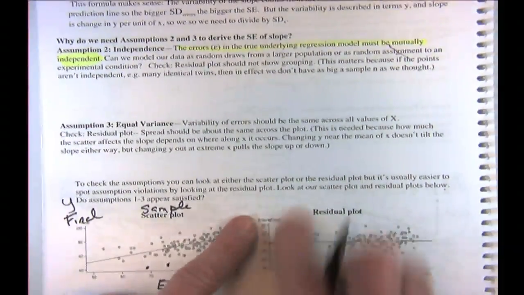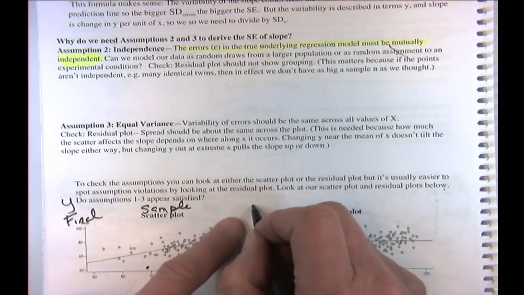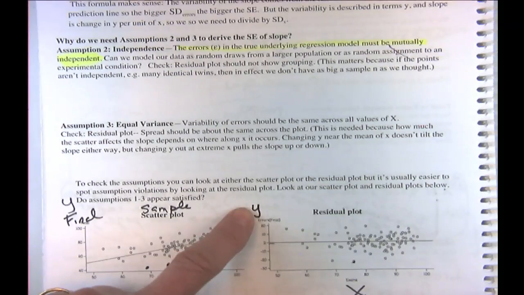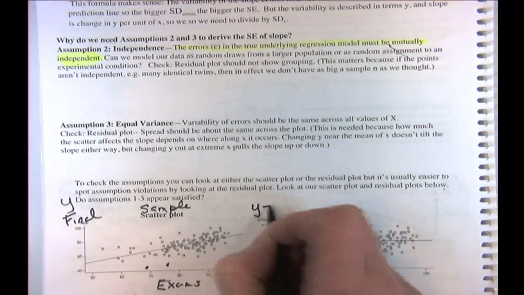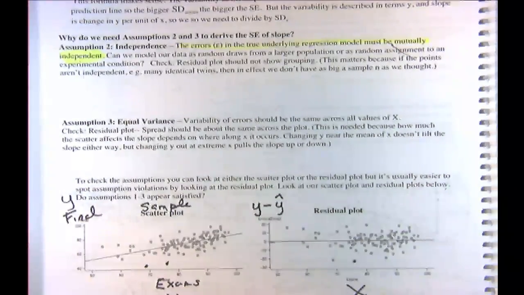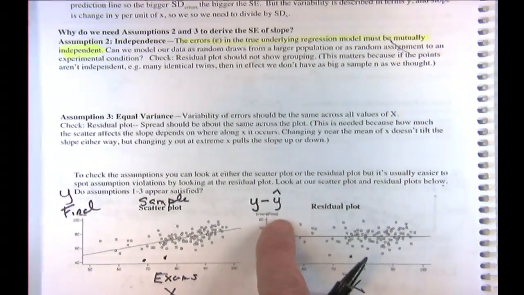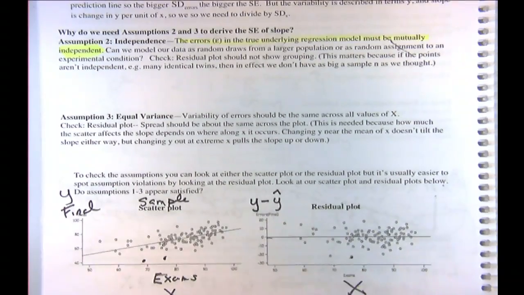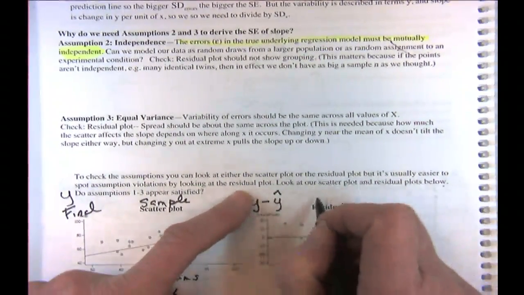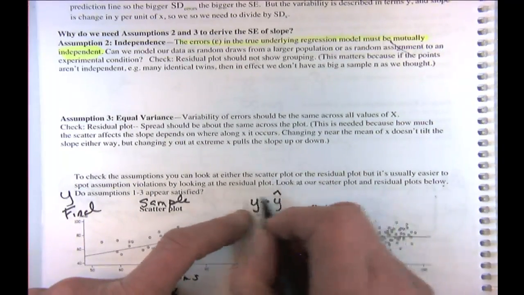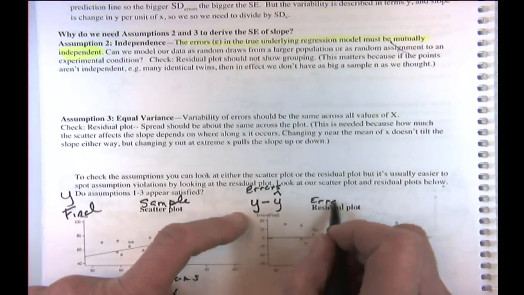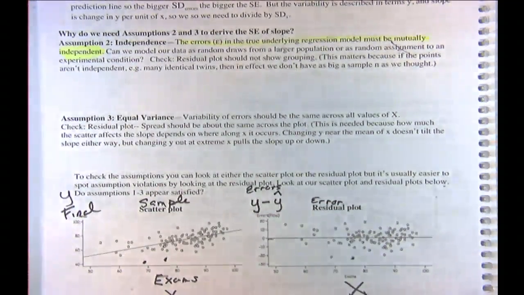So what this is, is your actual y values, that's just little y, minus your predicted y hat. And remember how we say that? That's your error. Another word for that is residuals. Errors and residuals are the same thing. So these are the residuals. I'll just call them the errors. And this is an error plot. Okay? That's all that is.